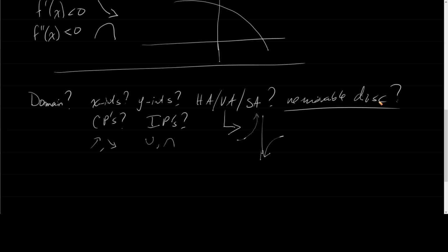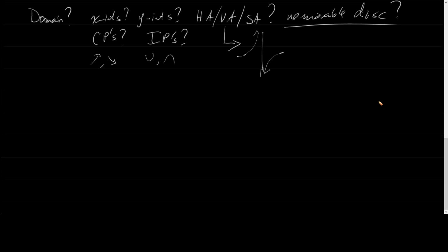So let's go ahead and sketch something. All right, here we go. Let's say that I had this: f of x is equal to, we'll start easy, x to the fifth minus 5x. All right, x to the fifth minus 5x. So what do we want to do here?